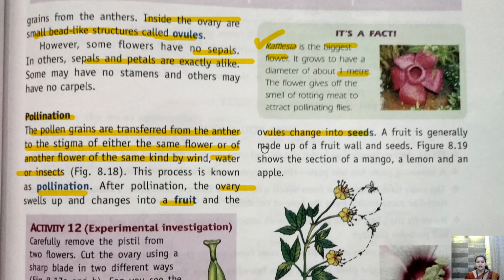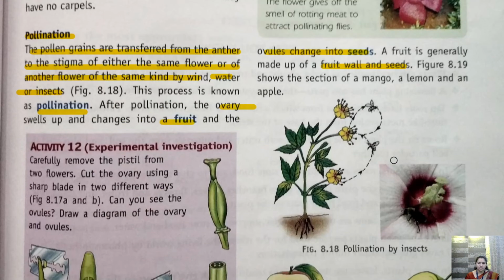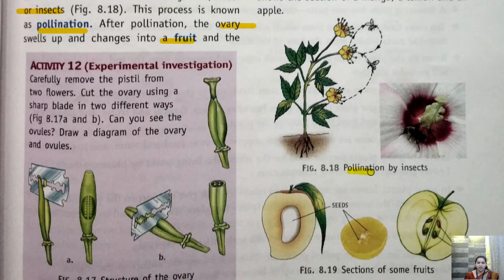ठीक है? After pollination, the ovary swells up and changes to fruit, and ovule changes to seeds. A fruit is generally made up of fruit wall and seeds. So as you can see here, let's see, pollination by insect. So see, this is a plant, this is an insect. Insect क्या किया? एक flower पे जाके बैठा, उससे उसने एंथर उसके पैरों में जाके स्टिक हो गए, उसके पंख में स्टिक हो गए pollen grains.